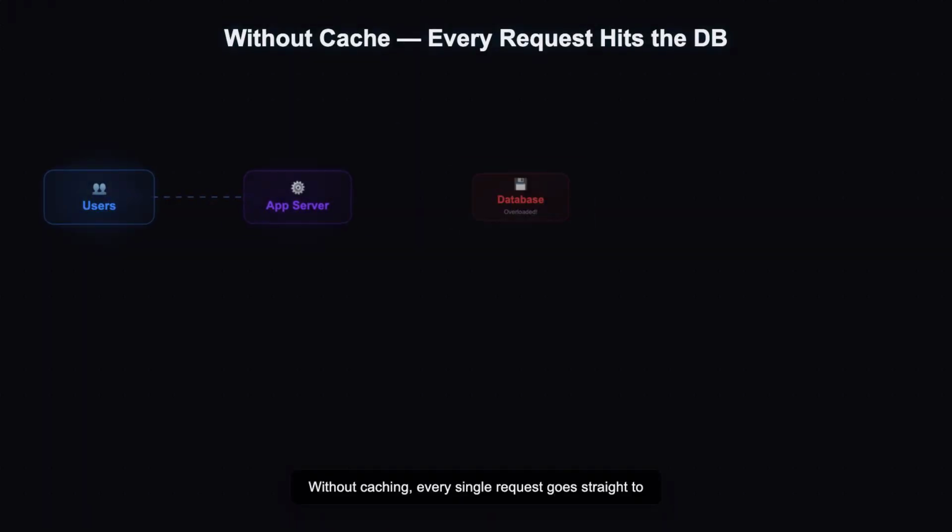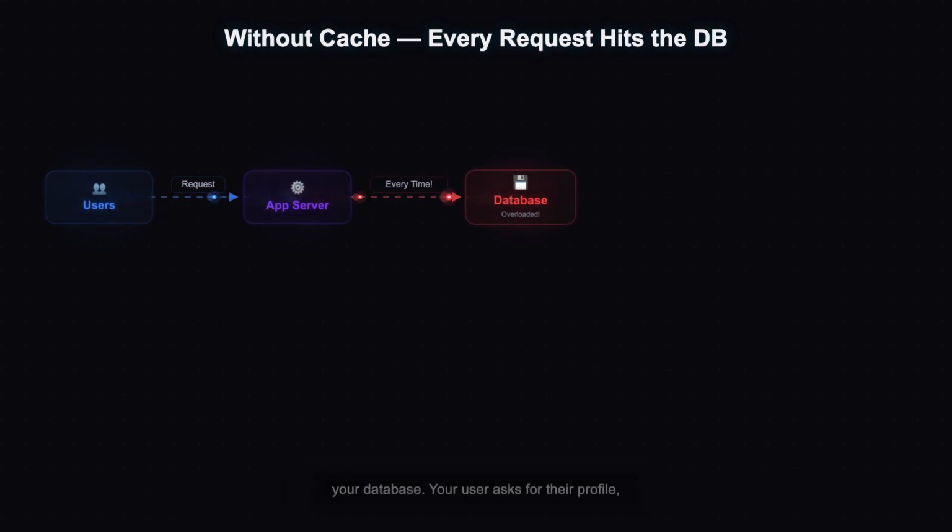Without caching, every single request goes straight to your database. Your user asks for their profile, database query. They refresh the page, same database query again. Multiply that by thousands of users, and your database is drowning. Response times go up, costs go up, and eventually things start breaking.